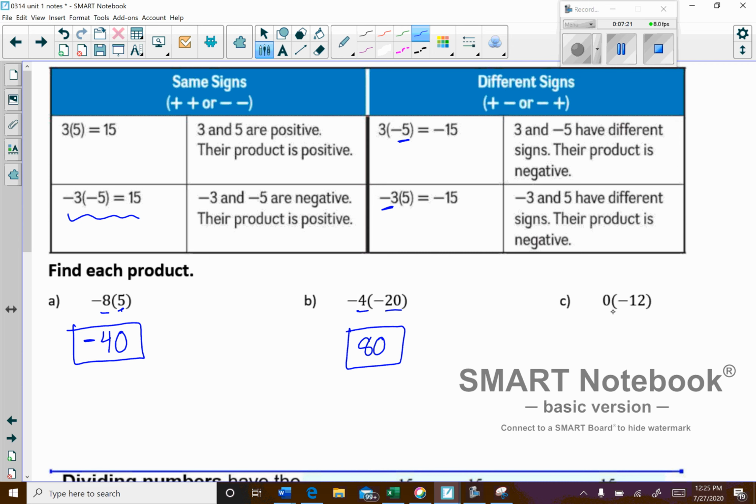Then on C, we have 0 times negative 12. Well, 0 times any number is going to equal 0. So 0 times any number will be 0. So 0 times negative 12, that's 0. There we go. And not negative 0. We don't do negative 0. 0 is neutral, so it's not positive or negative. It's a neutral number.